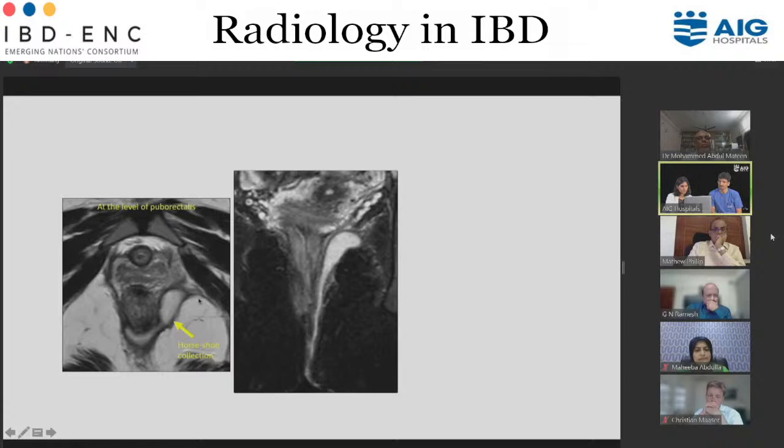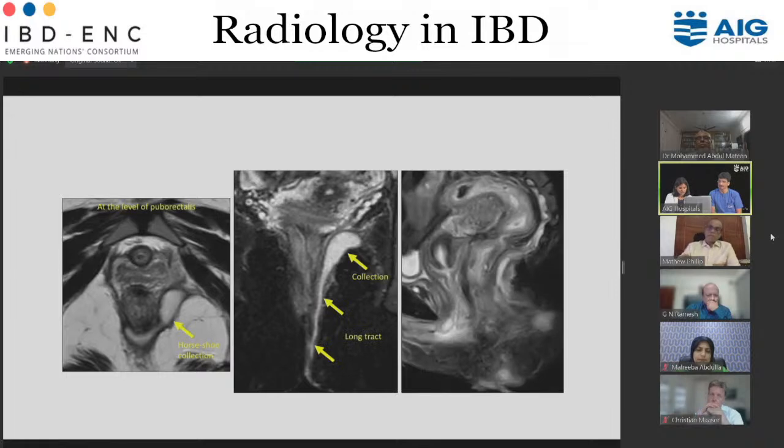And on the coronal image, we see the collection tracking down inferiorly as a tract till the level of external opening. And on the sagittal image, we see a defect in the internal sphincter, suggesting that's probably where the internal opening is. So it is a high transsphincteric fistulous tract with an associated collection. In addition, we also see the inflammatory changes that are going on in the lower vaginal wall and anterior perineum, suggesting there are potentially other fistulas in this location as well.